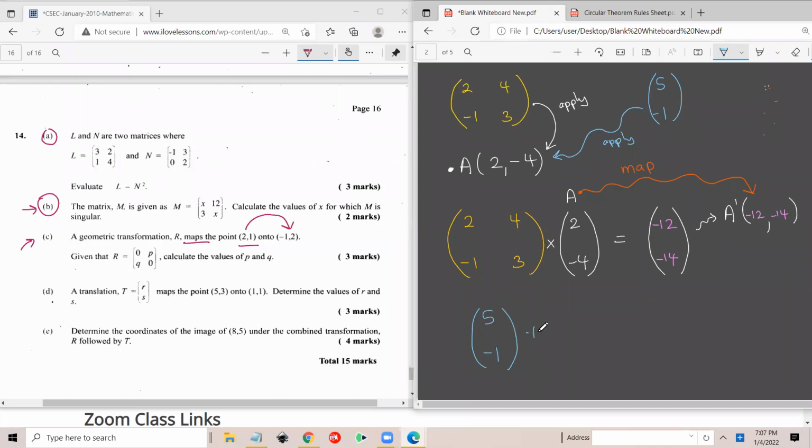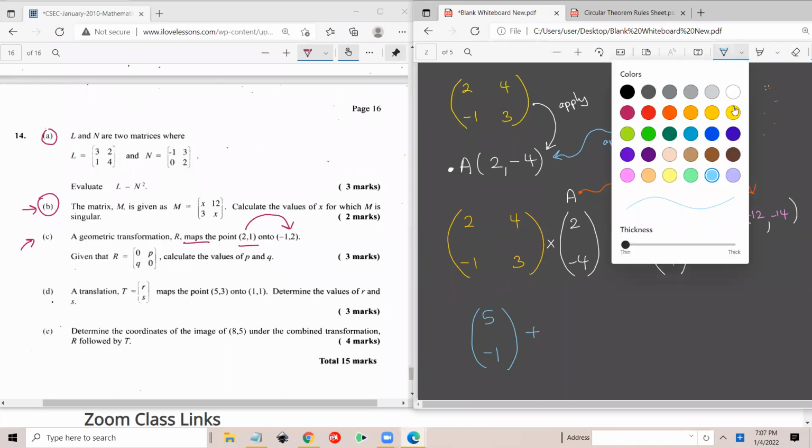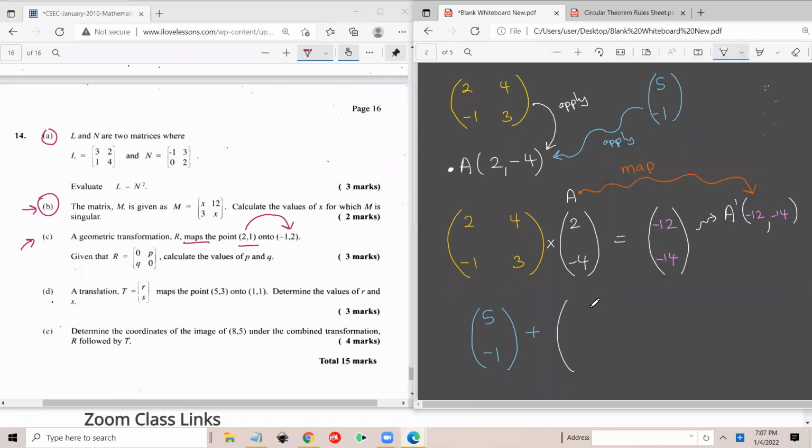To apply it, you just have to add it. And that's the difference. When you are applying the one with 4 numbers, it's a multiply. When it's 2 numbers, you just have to add it. So we have to add it to 2, minus 4. The adding one is the easy one. You just add the 2 top numbers and you add the 2 underneath numbers.